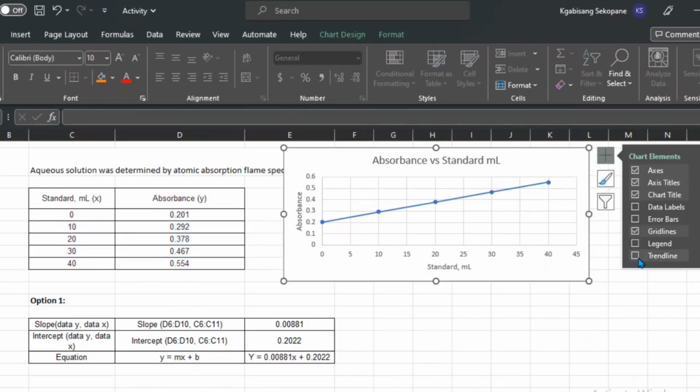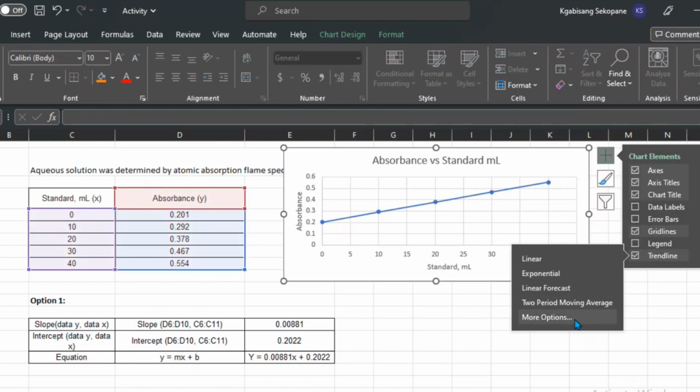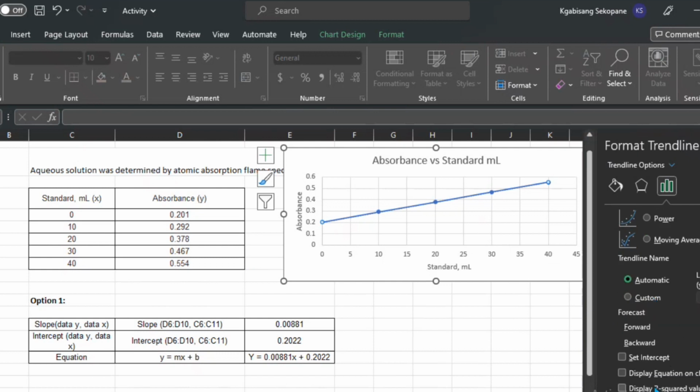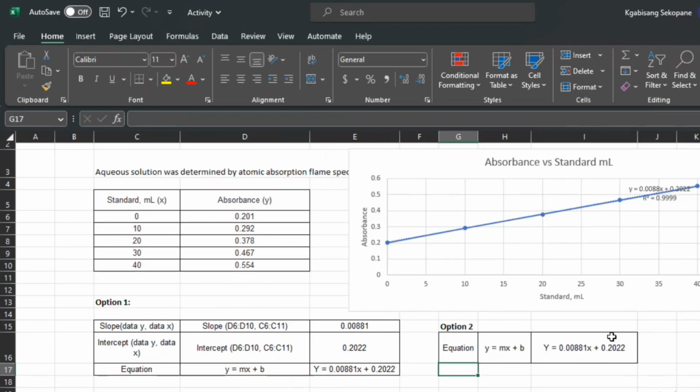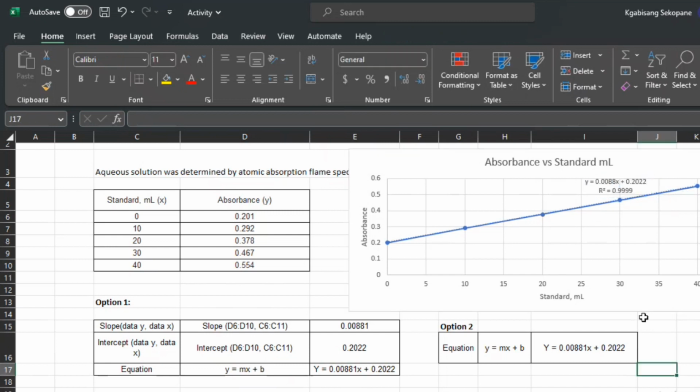Okay, now let's look at the second option. The second option will be using the linear regression for the straight line equation. We are going to simply go on our graph that was plotted, click on the plus sign, trend line, scroll to the bottom and click on those two boxes there for the linear regression line to be represented on your graph. When you go back to your data, you'll see that now your regression line is represented and it's identical to our previous results, giving us y equals 0.00881 as our gradient, x plus 0.2022.